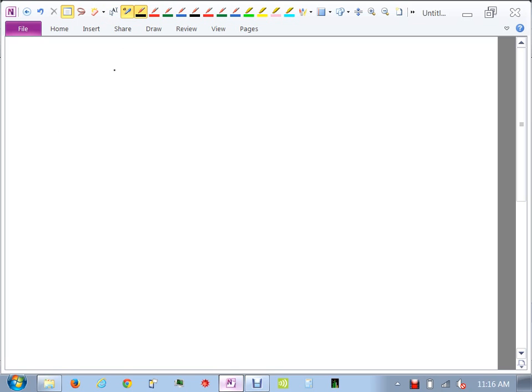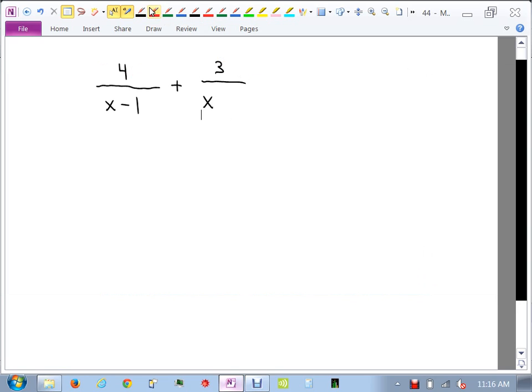So I'm going to start out with this expression here. Let's say we have 4 over x minus 1 plus 3 over x plus 8. No integral, okay? You don't see an integral up there, right? This is complete algebra, all right? We have 2 fractions, don't we? Yes? We can add two fractions together if we have a common denominator.